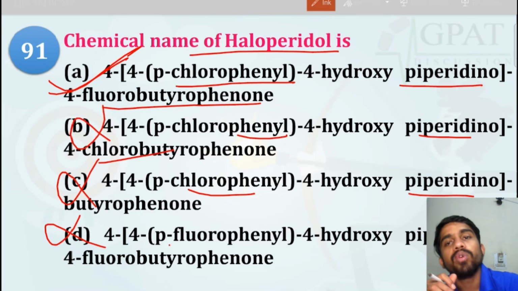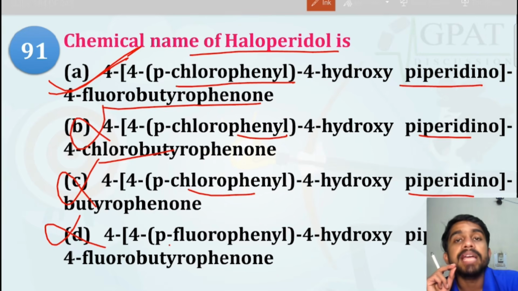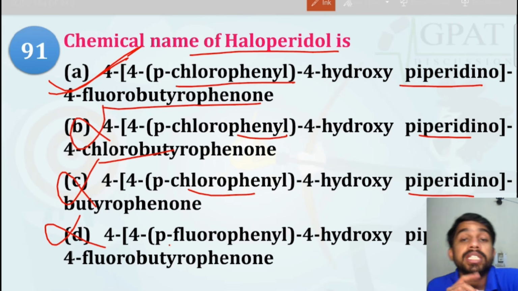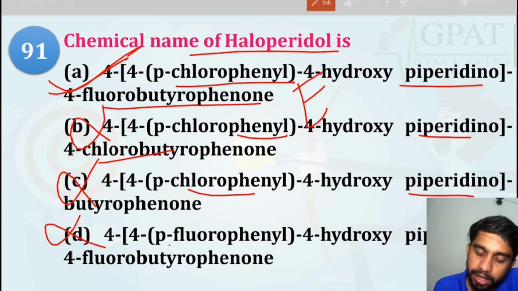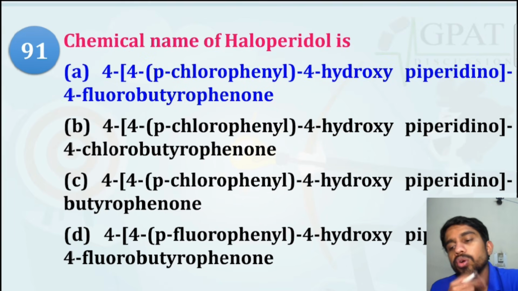And what is haloperidol? Haloperidol is a D2 receptor blocker, and it is a typical antipsychotic agent. The major adverse effect associated with haloperidol is extrapyramidal symptoms, that is EPS. The correct answer for this question will be option A.